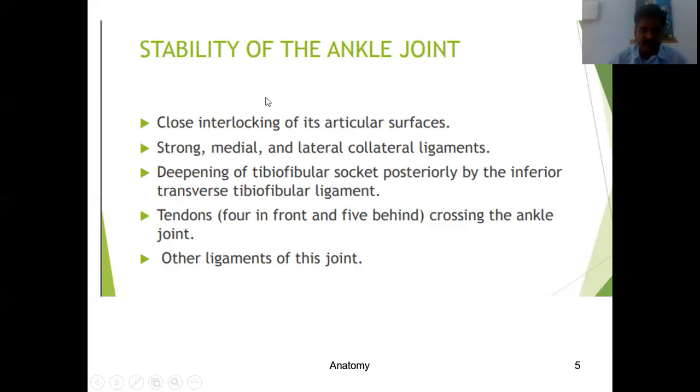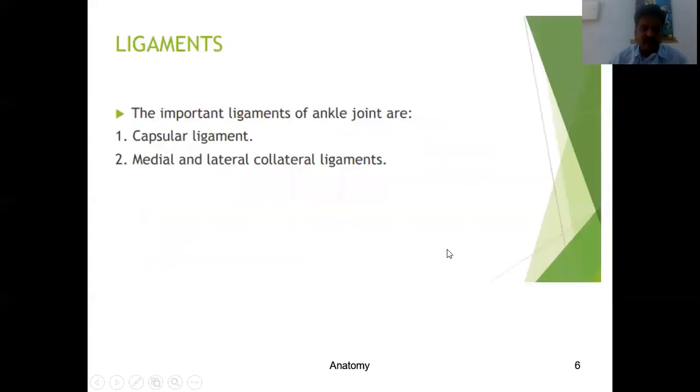Because of these factors, what are the ligaments of the ankle joint? We have the first ligament. Of course, the capsular ligament is the first ligament for all the joints. The fibrous capsule surrounds the two articular surfaces, so that becomes the first ligament. Then apart from the capsular ligament, the external strengthening is mainly because of the medial collateral ligament and the lateral collateral ligament.